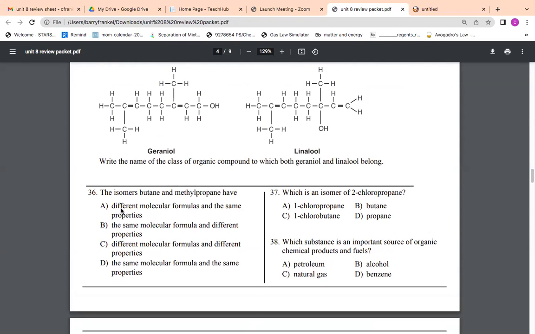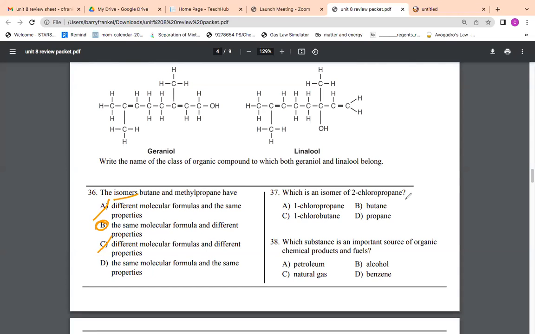Okay. Number 36, the isomers butane and methylpropane have, it's your options. So again, they're telling us just right off the bat that they are isomers. Isomers are going to have the same molecular formula. They've got to be made up of the same stuff. So it's not A, it's not C. They have the same molecular formula, but they have different properties because they have different structures. So we're going to want to go with B.